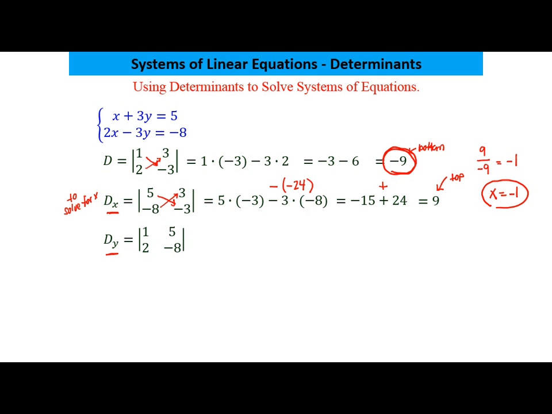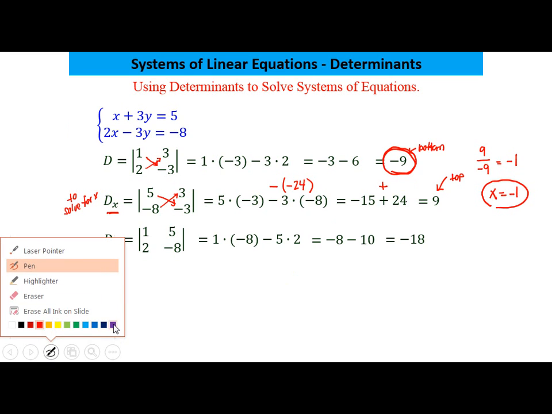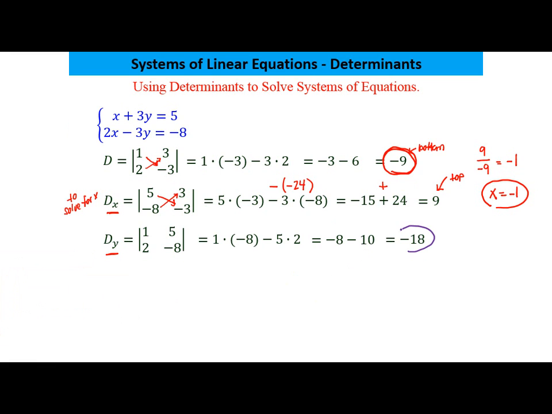All right, so we're going to multiply 1 times negative 8 and then subtract the product of negative 1 times 10. So our answer is negative 18. Now, remember, I'm going to change colors here, just so you can see that this is different. This is our new top. So this is going to be negative 18 over negative 9. So our answer for y is positive 2, because the two negatives cancel each other out.